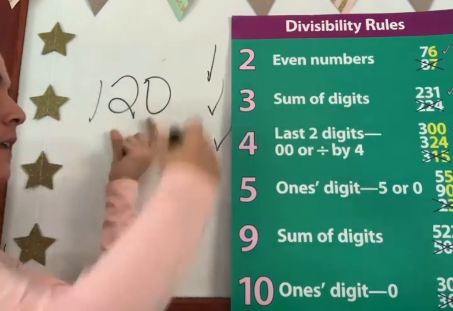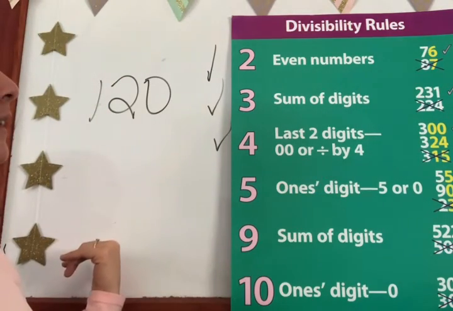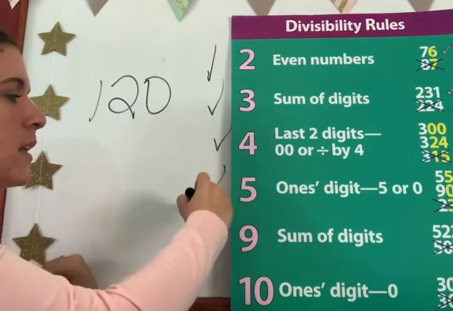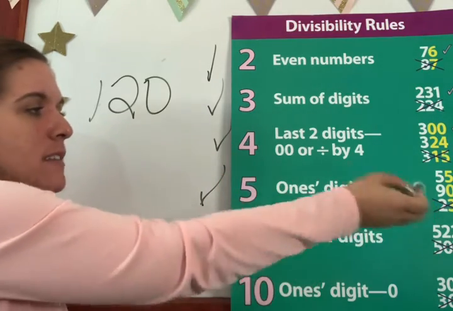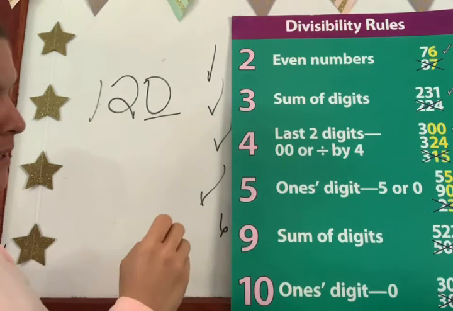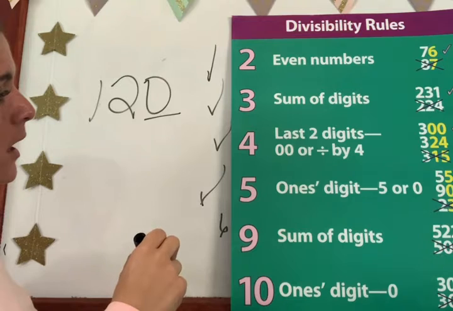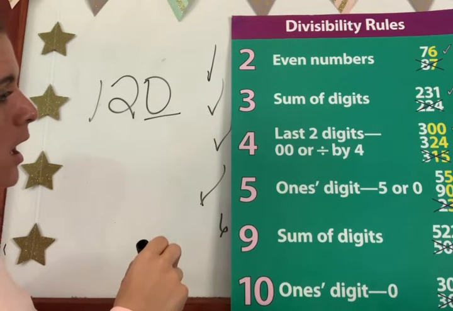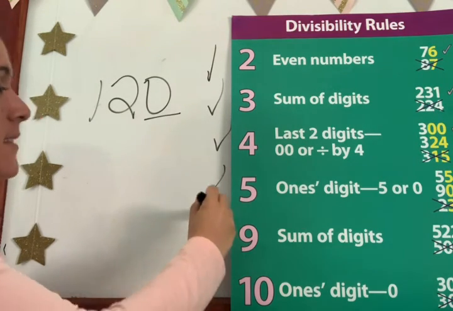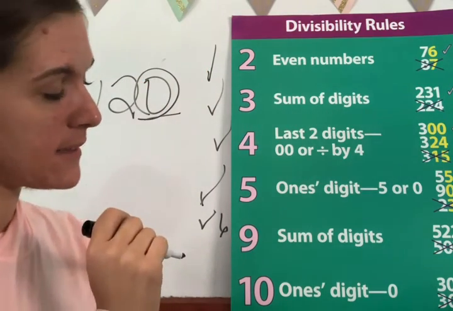Check. Is it divisible by 5, Gabrielle? Yes, because the rule is that it has to end in 5 or 0, and it ends in 0. Is it divisible by 6, Dueno? Yes, because it's divisible by 3 and it's even. That's the rule for 6.